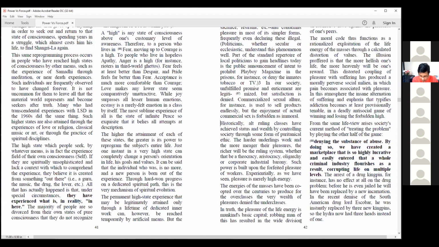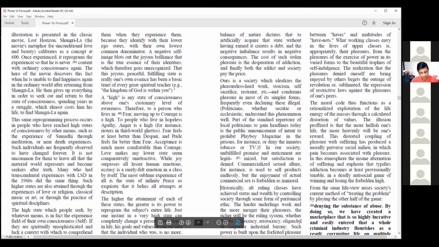In truth, the pleasure of the life energy is mankind's basic capital. Robbing man of this has resulted in the wide division between haves and multitudes of have-nots. What working classes envy in the lives of upper classes is appropriately their pleasures, from the pleasures of the exercise of power in its varied forms to the beautiful trophies of self-indulgence. The realization that the pleasures denied oneself are being enjoyed by others begets the outrage of revolution or sublimated the repression of restrictive laws against the pleasures of one's peers.